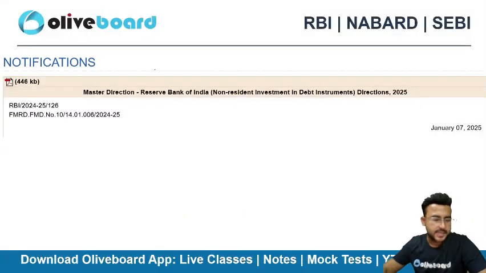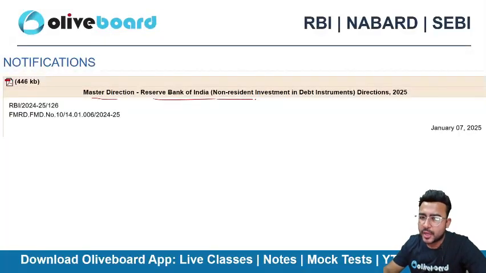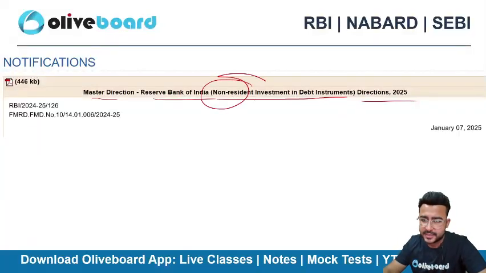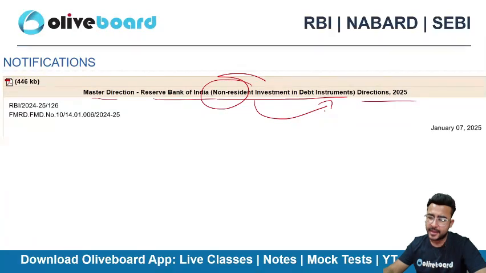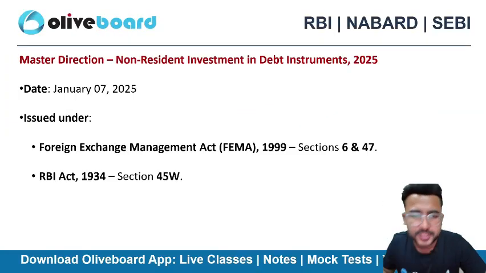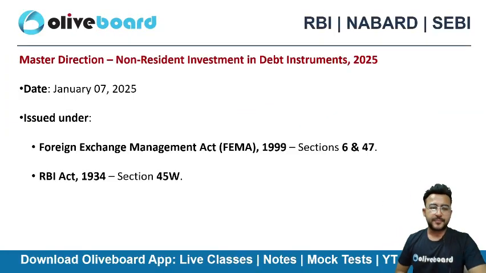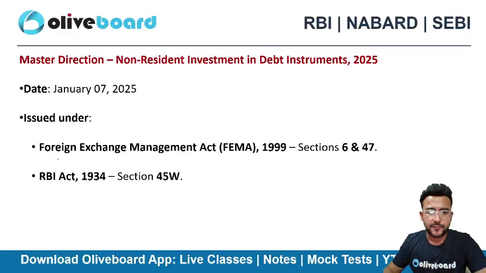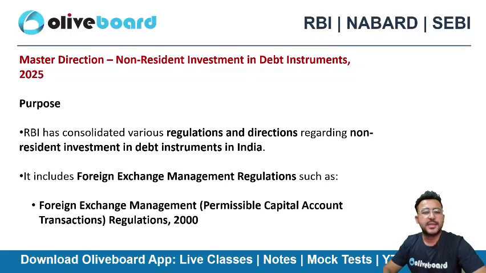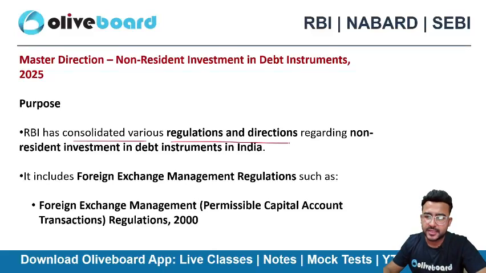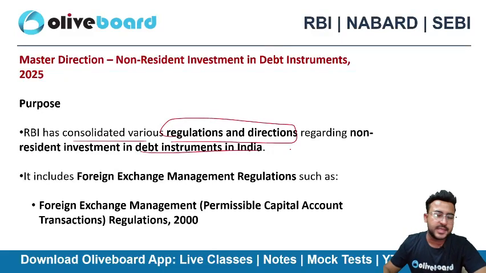Right, so these were some of the MCQs related to the master direction, RBI non-resident investment in the debt securities directions 2025. So if any non-resident is investing in the debt instruments in India, then definitely you need to follow these master directions, right? They are issued under the Foreign Exchange Management Act and the RBI Act. Purpose: consolidate various rules and regulations directions regarding the non-resident investment in the debt instruments in India, right?